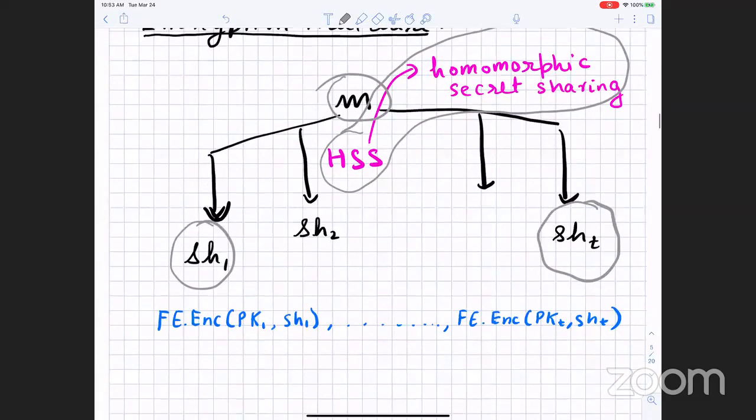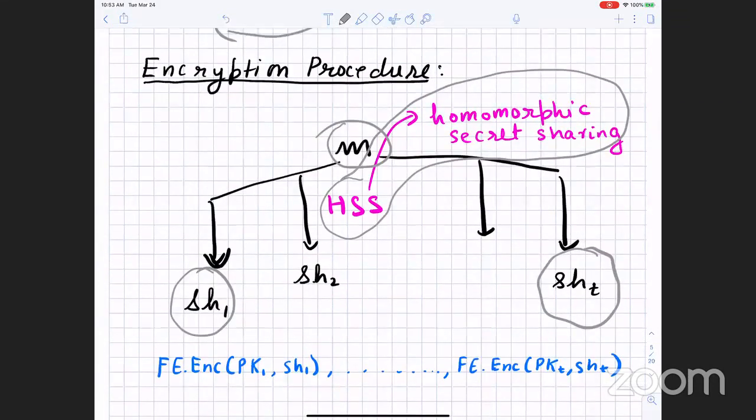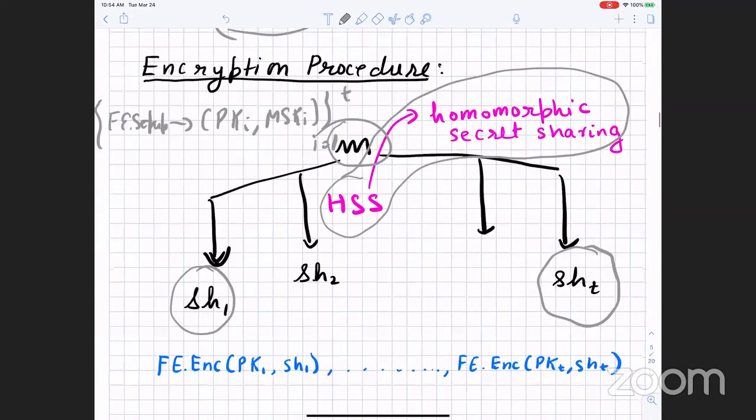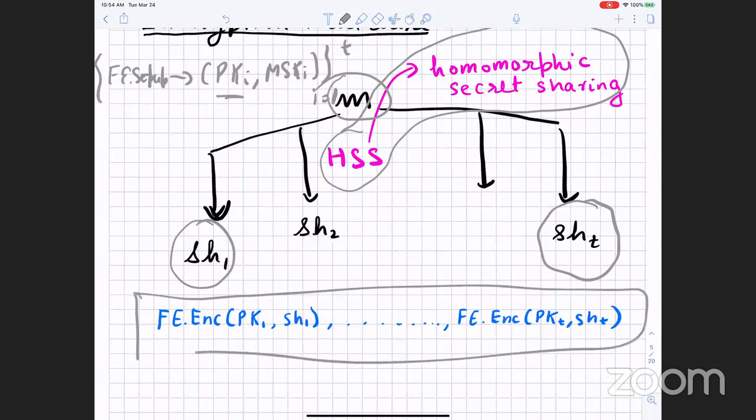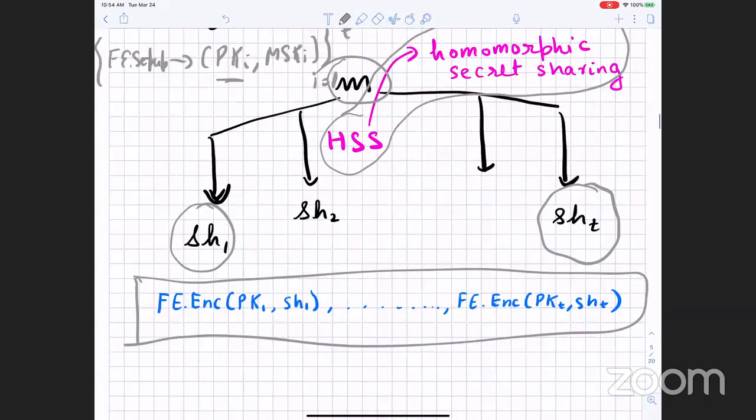Then if you want to encrypt this message M, in the setup you will have T independently generated master secret key and public key pairs. So I will run FE setup T times. And then under public key PKi, you can encrypt the share SHi. So this is roughly how the ciphertext looks. I'm going to describe the scheme in formal detail, but roughly this is the intuition. Since the secret sharing scheme has some security even if you leak T-1 shares, hopefully some of the FE encryptions should hide some of the shares, so that we are able to argue security. That's just a very, very high level intuition.